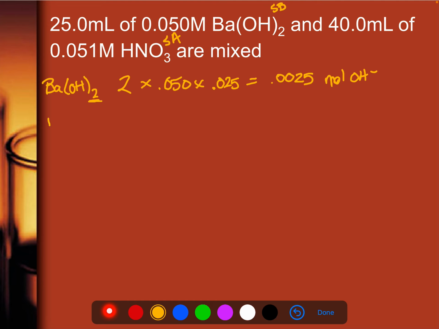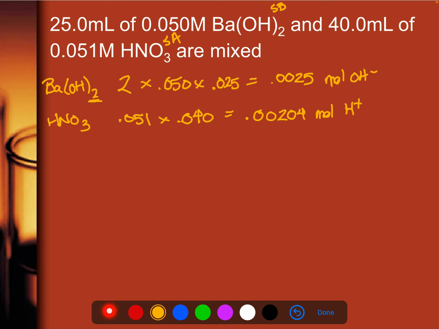For nitric acid, we only have one hydrogen. Our concentration is 0.051 times our volume is 40 milliliters, so 0.040 liters. That is going to be 0.00204 moles of hydrogen ions. And here's where you don't want to necessarily round with each step, or it can skew your final answer.